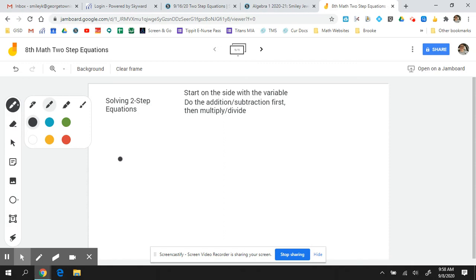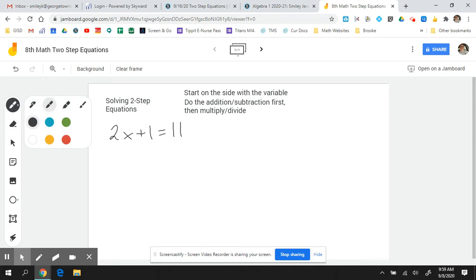And then most of the time you will be able to do the addition and subtraction first. Okay, do whatever is opposite of the operation shown. And then you'll multiply or divide in order to get that variable by itself, to isolate that variable. So for an example, we have 2x plus 1 equals 11.